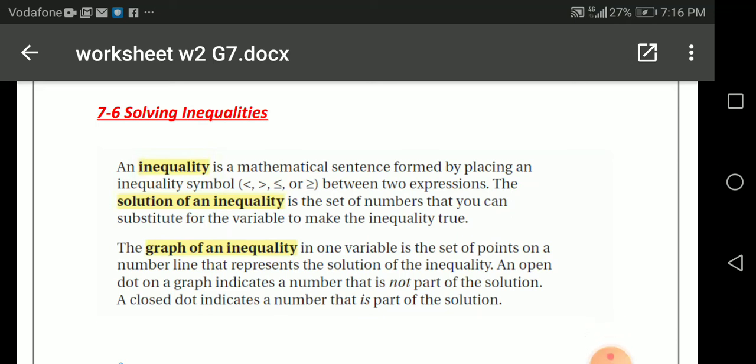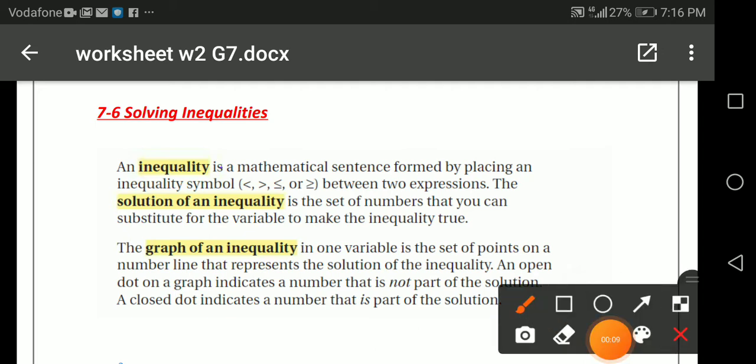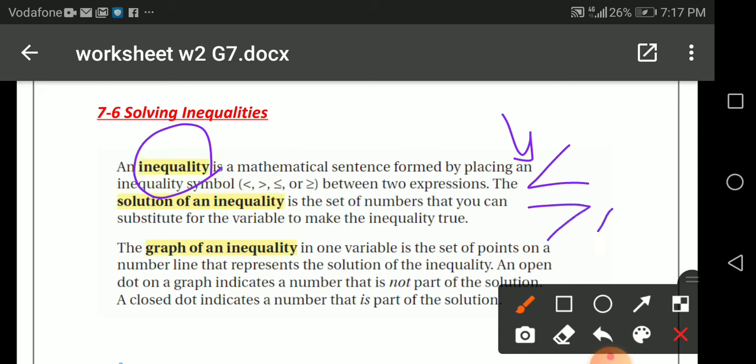It's called solving inequalities. Okay, my dear students, first of all, we have to know what an inequality is, because this is the first time for you to know about it. It's the same as the equation, but with different signs. Here we have less than, greater than, less than or equals to, greater than or equals to.